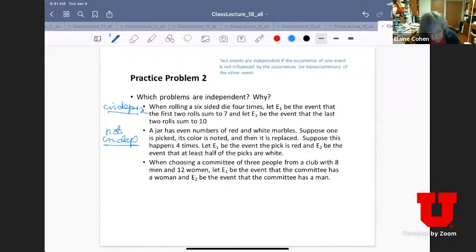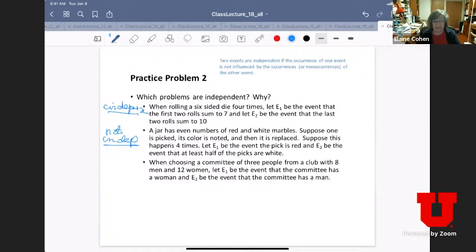Okay. When choosing a committee of 3 people from a club with 8 men and 12 women, let E1 be the event that the committee has a woman, and E2 be the event that the committee has a man. Now, if I think of each one separately, they don't affect each other. But if I change that to say that the first pick is a woman, then it changes the probability of whether a man could be one of the next 2 picks.